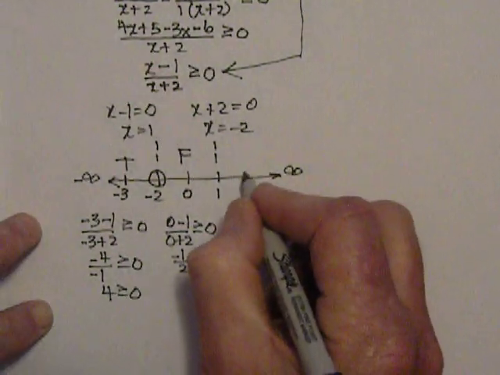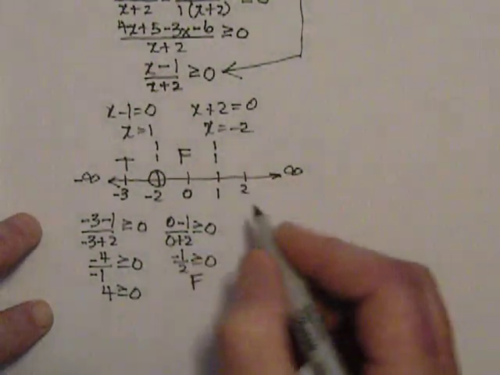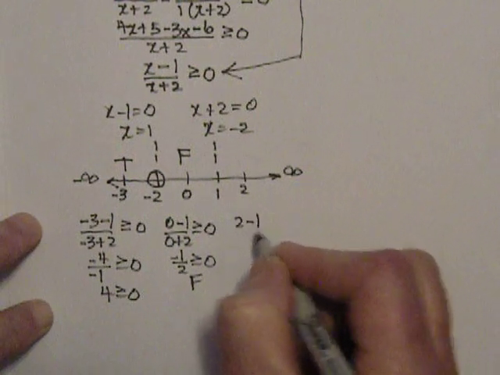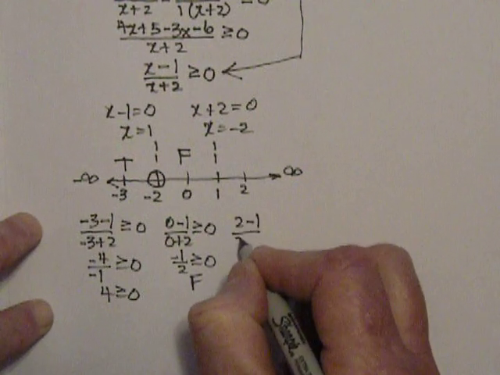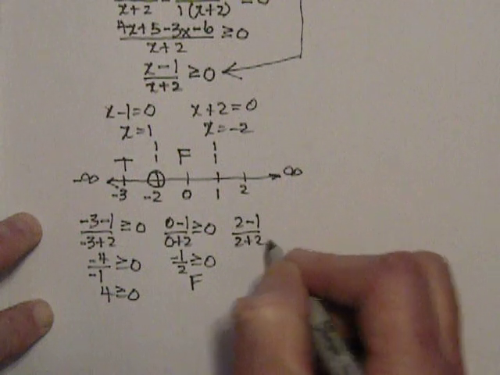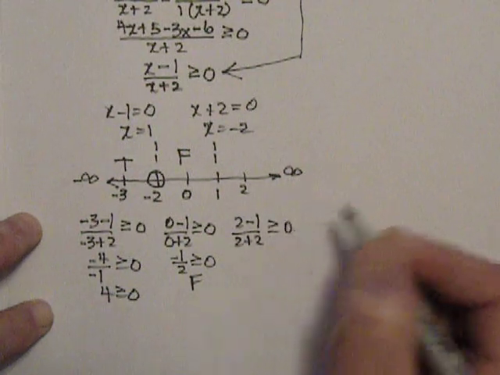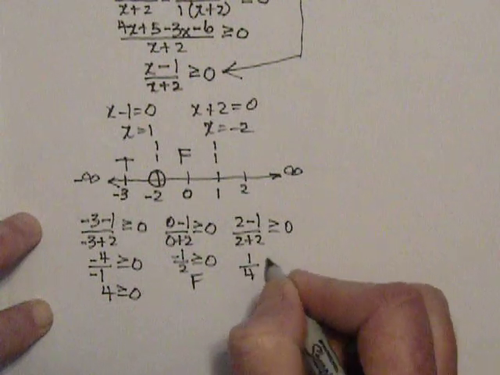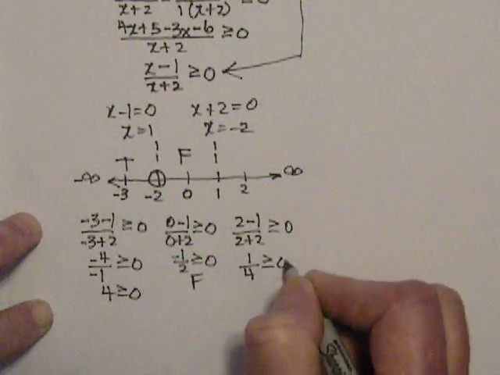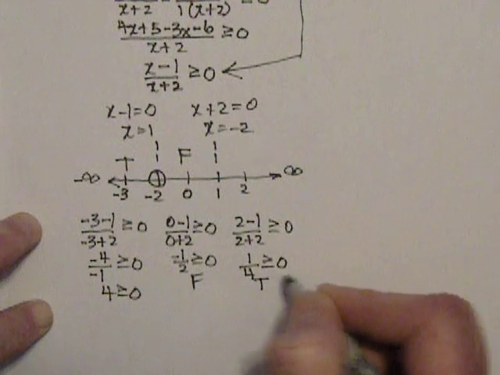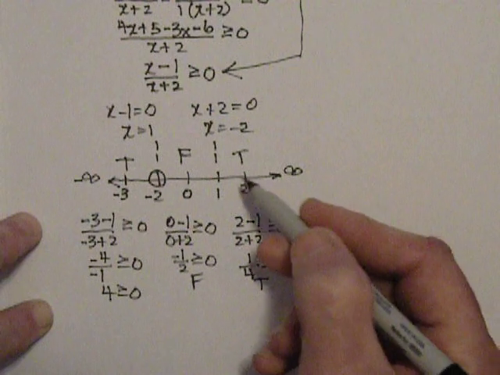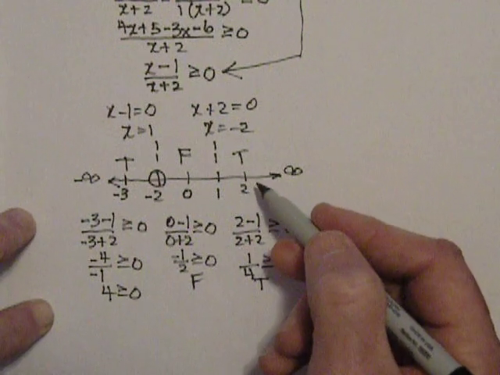Finally, I'm going to test a number in this piece, say 2. So plugging 2 in. 2 minus 1 over 2 plus 2 greater than or equal to 0. 2 minus 1 is 1. 2 plus 2 is 4. 1/4 greater than or equal to 0. That's also a true statement. That tells me this piece of the x-axis contains solutions as well.